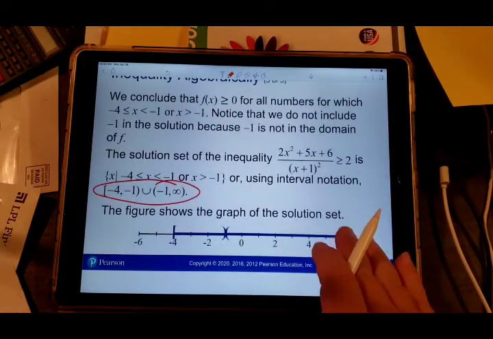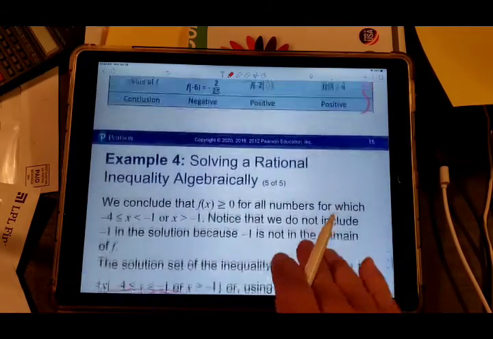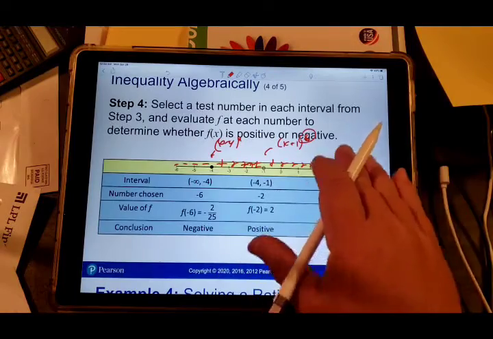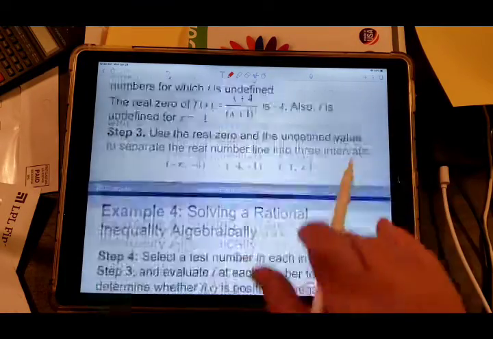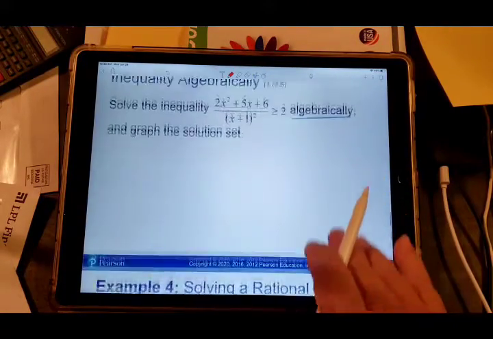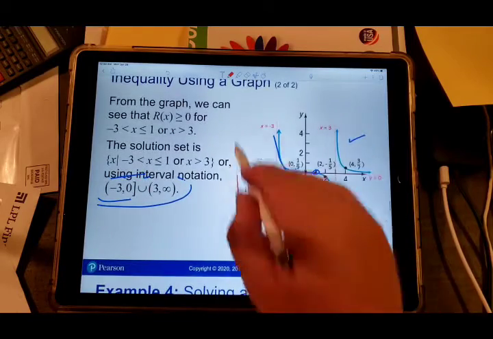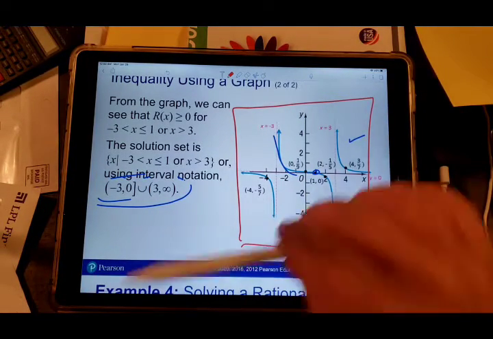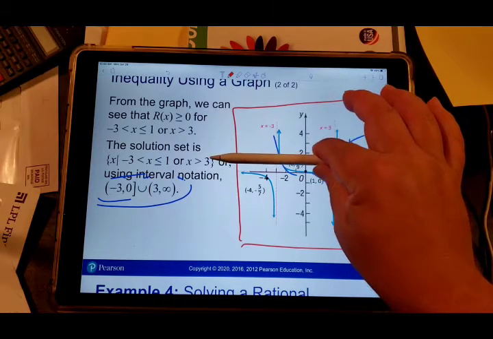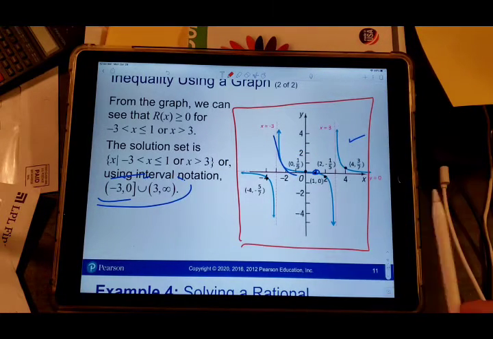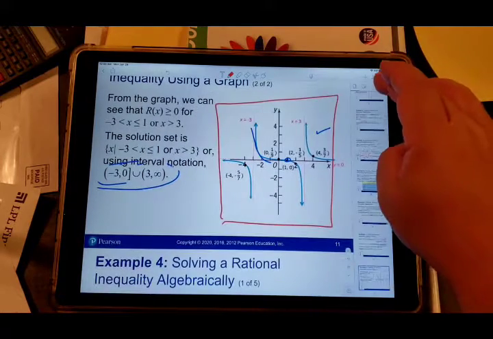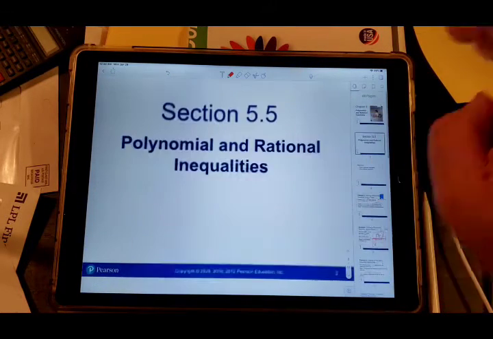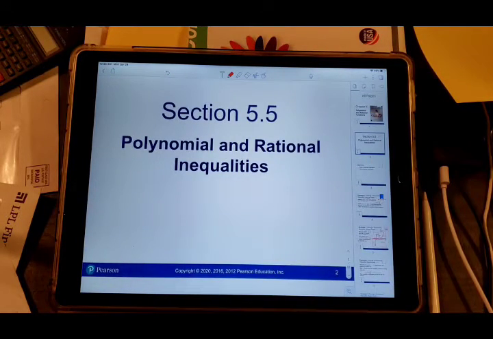But that's it. That is inequalities. Don't forget, you have multiple ways to do it now. The way I showed you with a number line, the way the book showed you with this table, and of course, a two-dimensional graph. If you like doing it that way, it also tells you where it's positive above the x-axis and where it's negative. But all right, that is section 5.5.